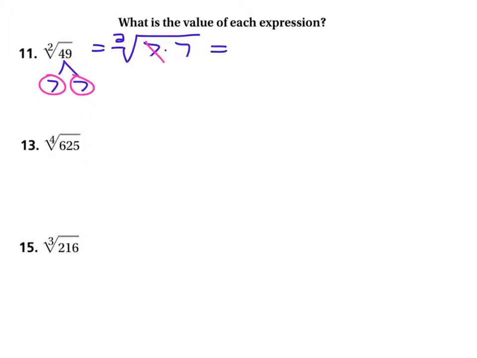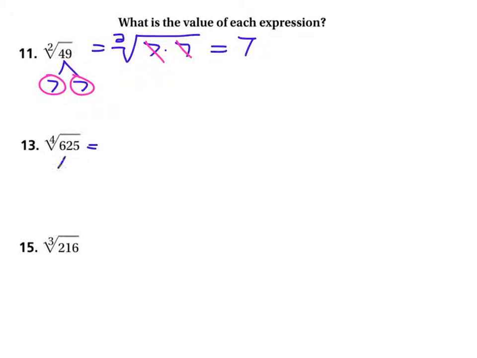So I'm going to cross out those two 7s, and there's nothing left inside, so it's just simply 7. And hopefully you know that the square root of 49 is 7, because the square root says what number times itself 2 times equals 49, and 7 times 7 equals 49. That's a pretty straightforward example. And as it gets a little bit more complex, you can continue to extend that same idea. So let's do this one.